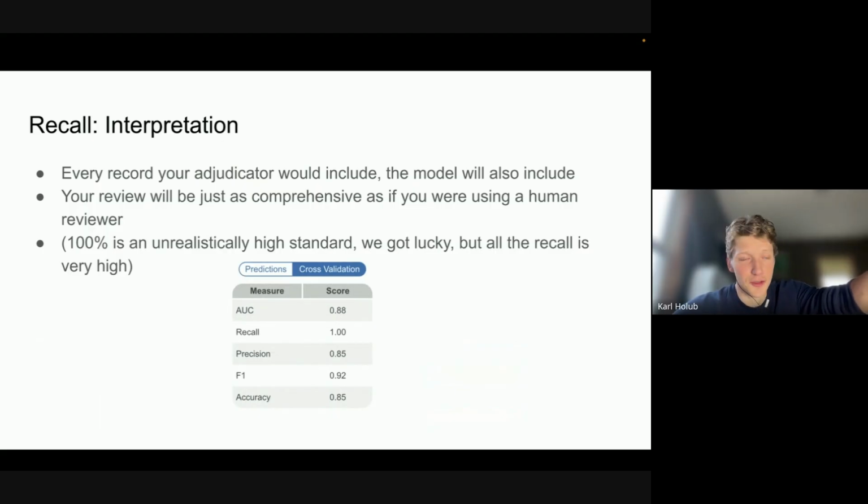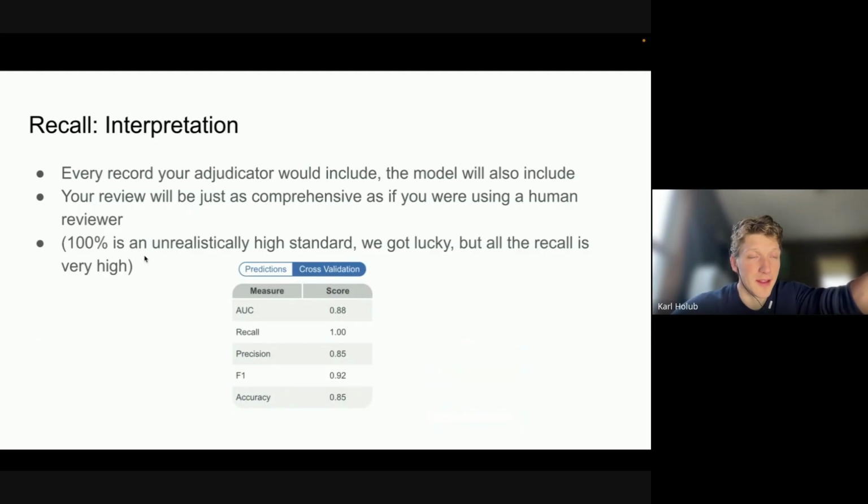This means if you truly had a recall of 100%, it means that every record your adjudicator would include, the model would also include. And so, if you were ever pitching this to someone, their mouth would be watering. They'd be like, "Wow, the model is perfect. It never misses." And what that would mean is that your review would be just as comprehensive as if you were using a human reviewer. In other words, the model is interchangeable with the human reviewer.